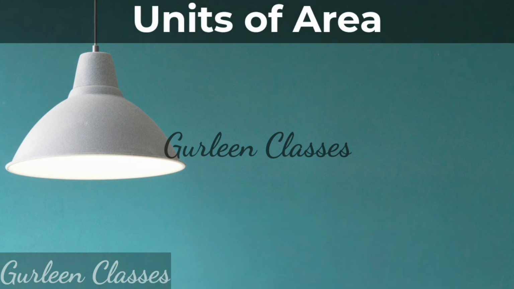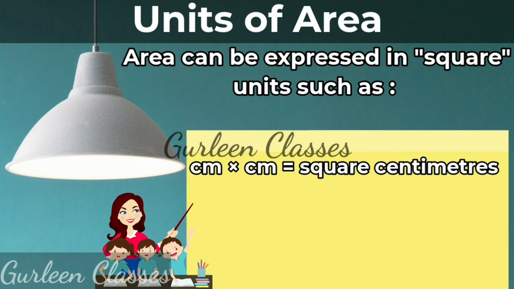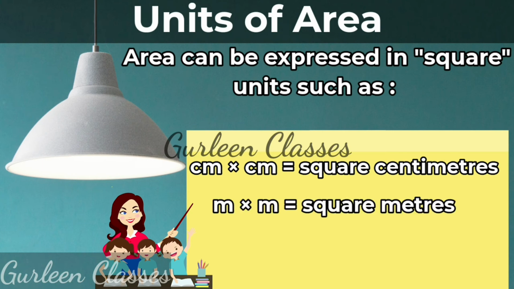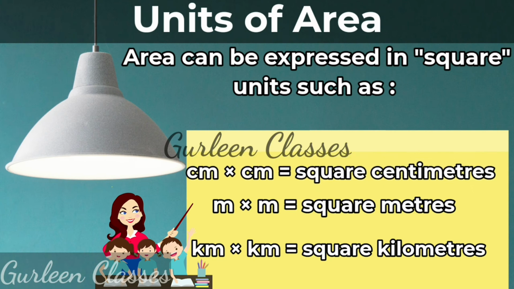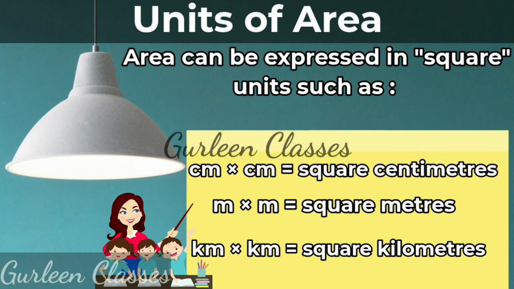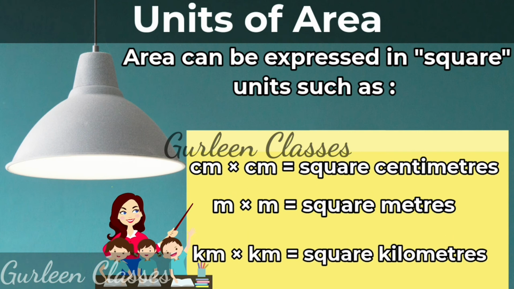Now, units of area. Area can be expressed in square units such as: number 1, centimeter into centimeter equals square centimeter. Number 2, meter into meter is equal to square meter. Number 3, kilometer into kilometer is equal to square kilometer. So remember, smaller areas are measured in square centimeters and larger areas are measured in square kilometers.